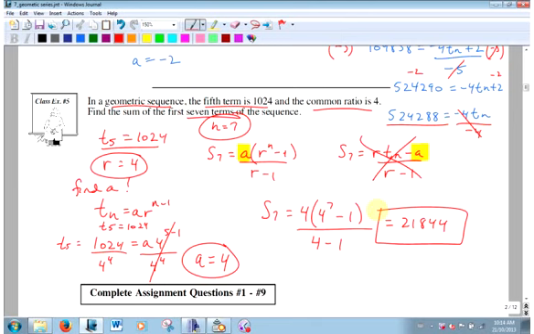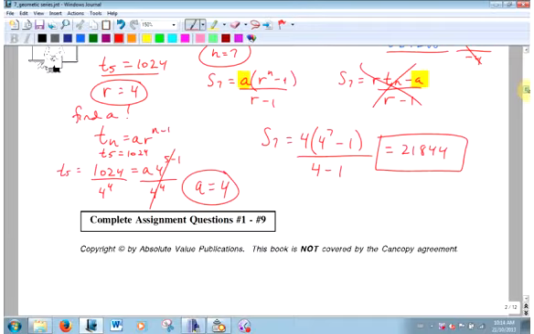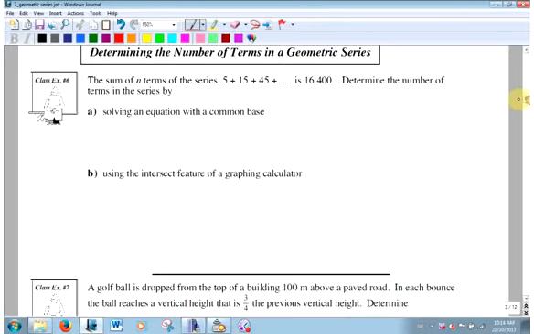Okay, any questions? Last one. Okay, guys, one more. We're not going to use a graphing calculator to calculate this. The sum of n terms, obviously I don't know what n is. Okay, what do I know? I know the first term is 5.